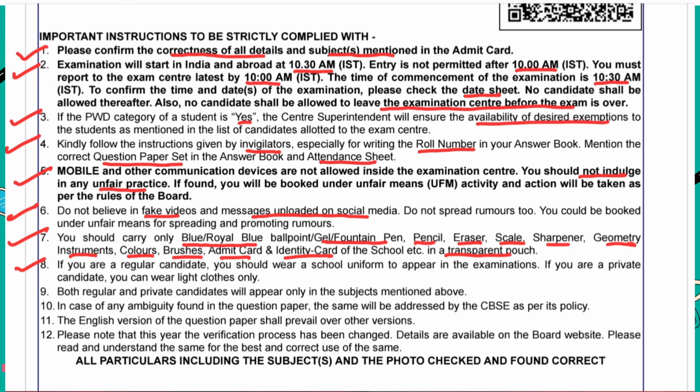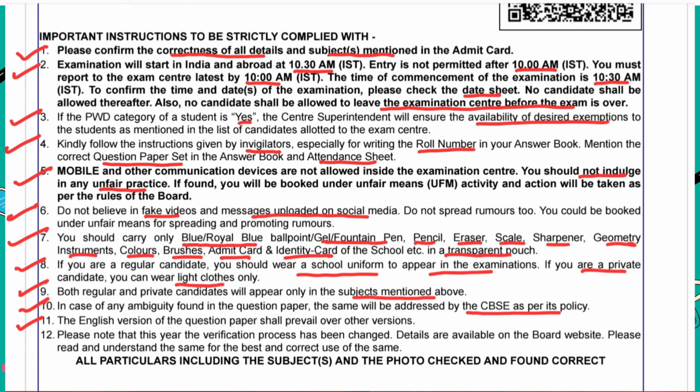If you are a regular school candidate, you should wear school uniform to appear in the examination. If you are a private candidate, you can wear light clothes only. Both regular and private candidates will appear in the subjects mentioned above. So you should check your subjects correctly. In case of any error found in the question paper, the same will be addressed by CBSE as per its policy. The English version of the question paper shall prevail over other versions.